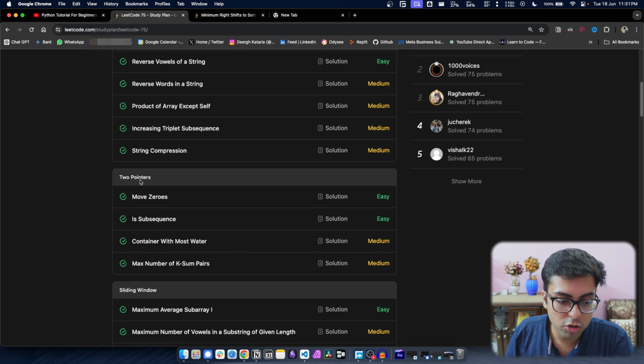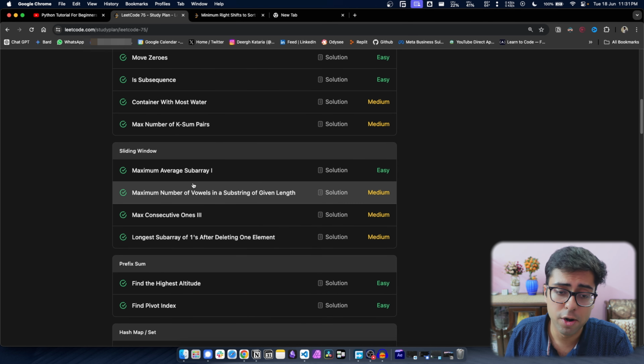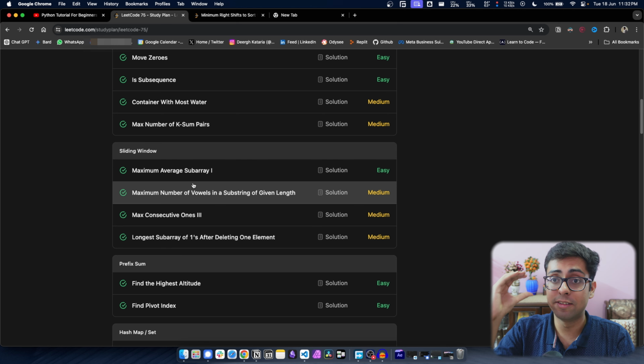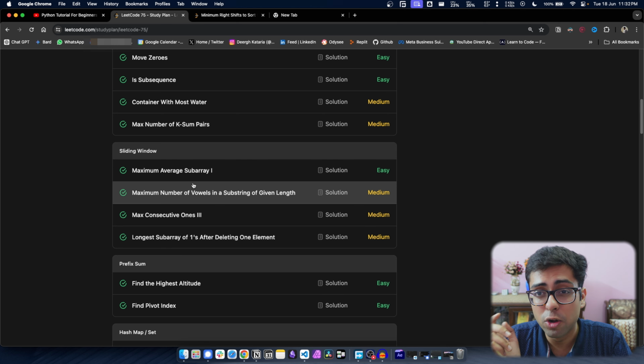Then you have two-pointer questions. These are basic topics. Then you have sliding window. Sliding window is a very important topic. You should always solve sliding window questions because you never know when this is going to be helpful for you. You need that bird's eye view of sliding window. In almost every array question that's a medium problem, somewhere deep down you will feel like a sliding window can be used.